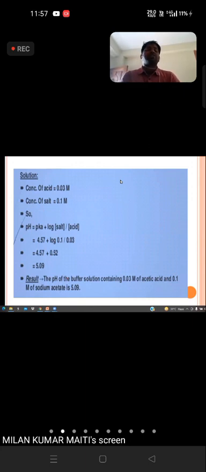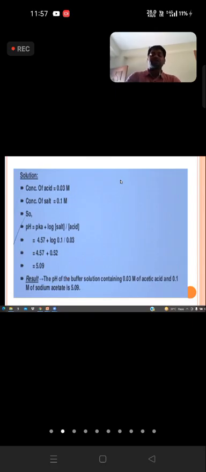pK value is given, concentration of salt and concentration of acid are also given. Initially we have to predict which Henderson-Hasselbalch equation is used for the calculation of pH. As it is a mixture of acidic buffer, that's why we use the Henderson-Hasselbalch equation for acidic buffer only.